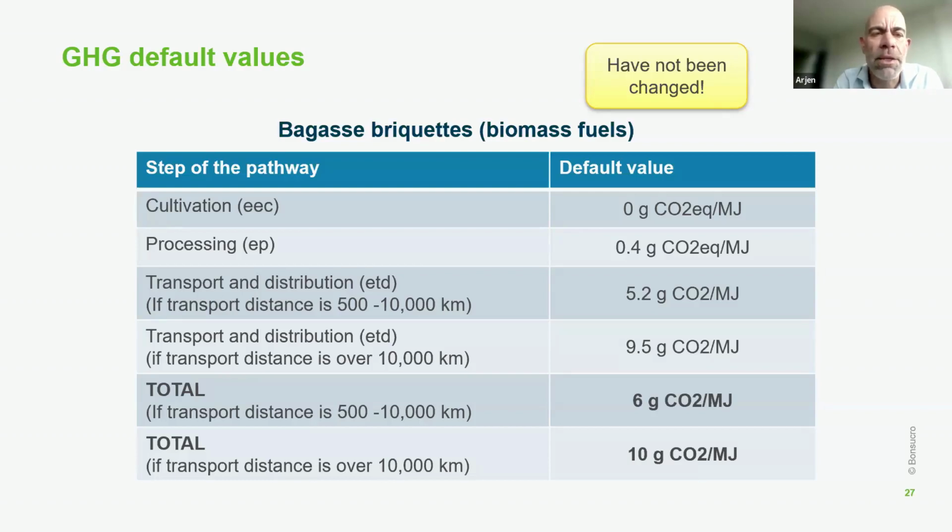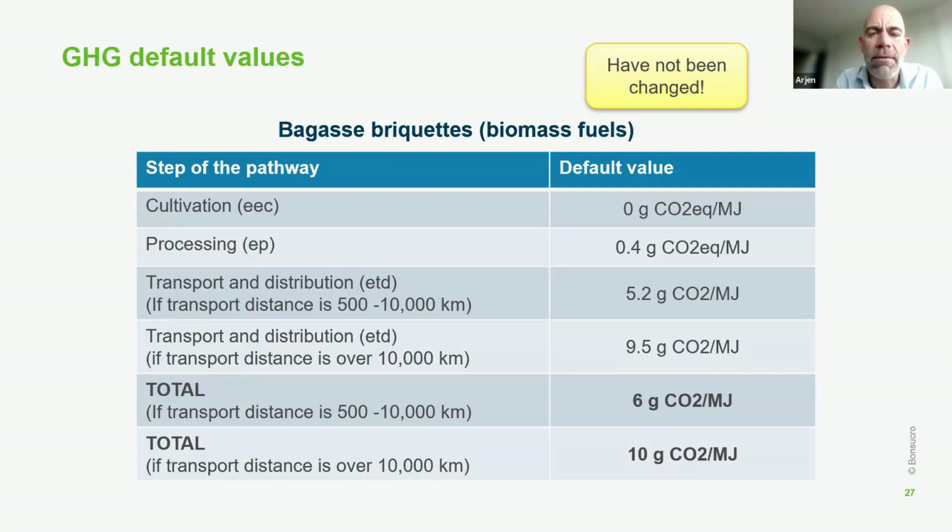First of all, you'll see that the emission factor, the disaggregated default value for cultivation here, is zero. The reason for that is that under EU requirements, the RED legislation, bagasse is considered a processing residue. It's not an agricultural residue, it's considered to be a processing residue. And for that reason, no emissions related to cultivation shall be accounted towards bagasse.